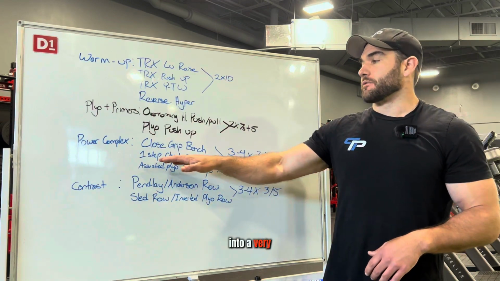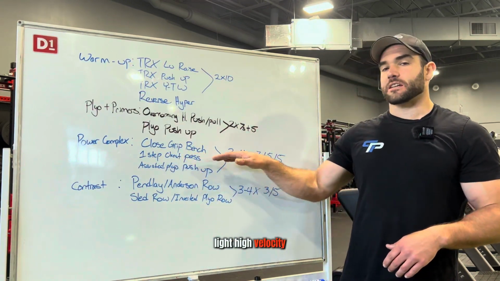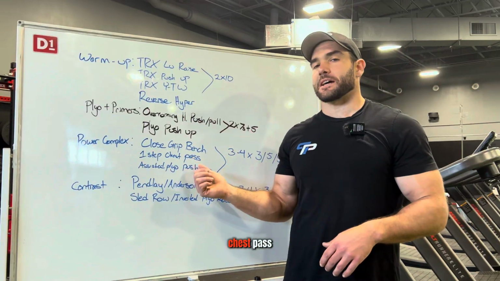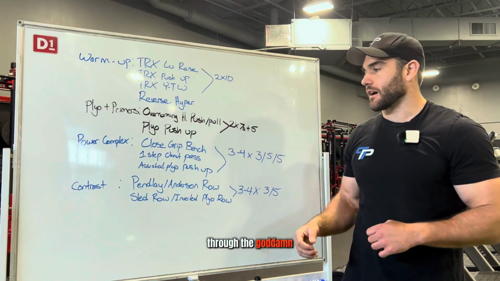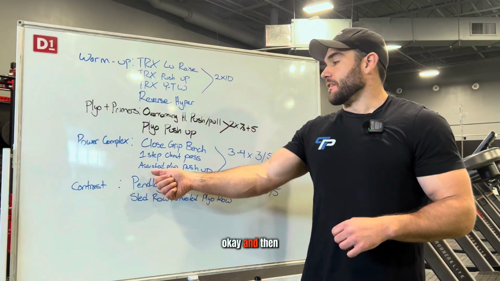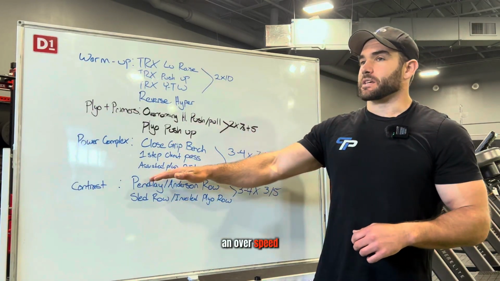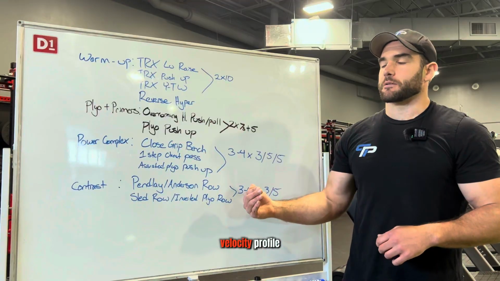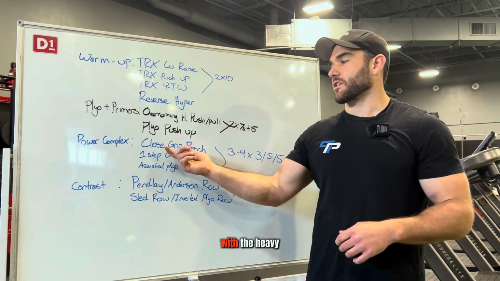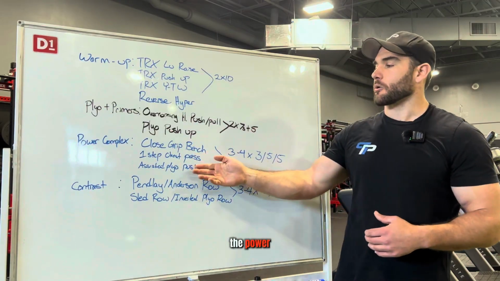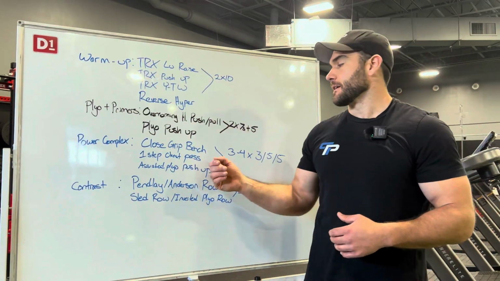Then we're getting into a very light, high velocity based movement. It's going to be a one-step chest pass with a med ball. Very light, very fast, throwing it through the roof, okay? And then we're getting into an overspeed. So we're working through the force velocity profile. We're achieving something called post-activation potentiation with the heavy strength movement into the power and then overspeed type movement.